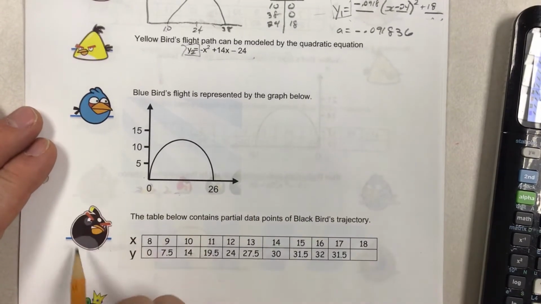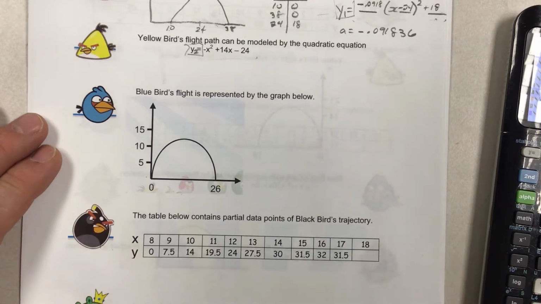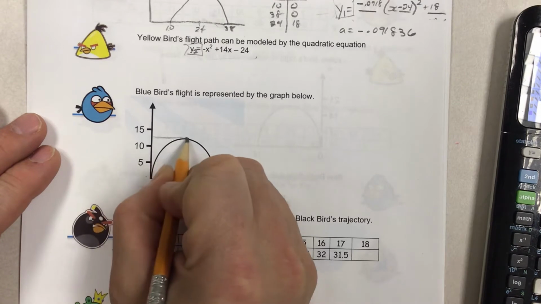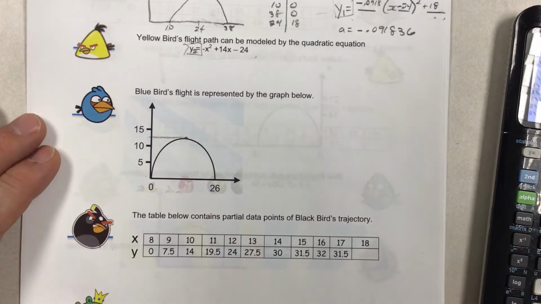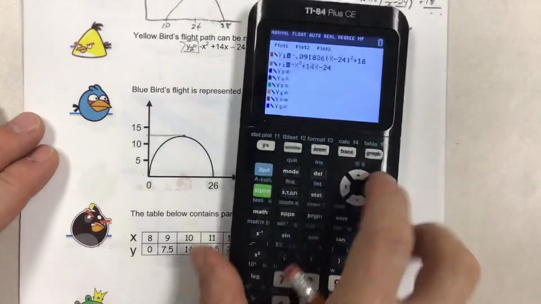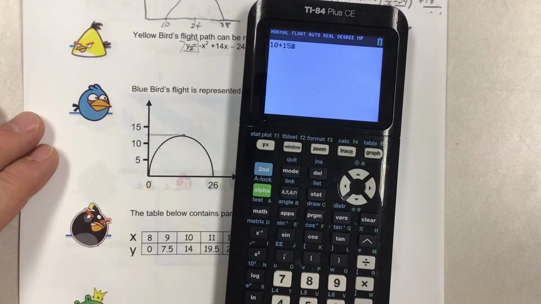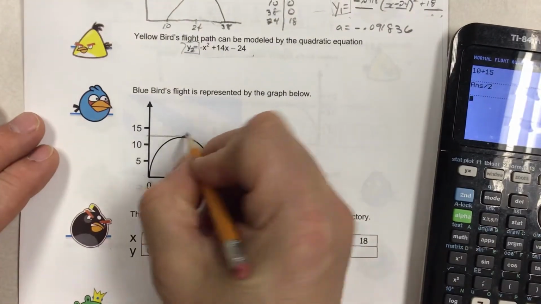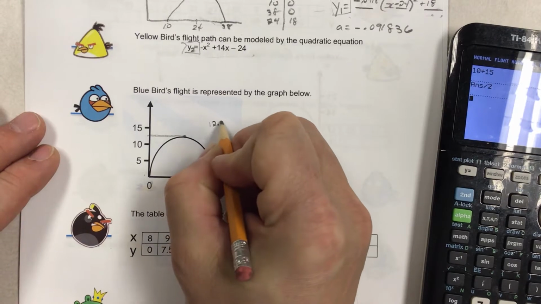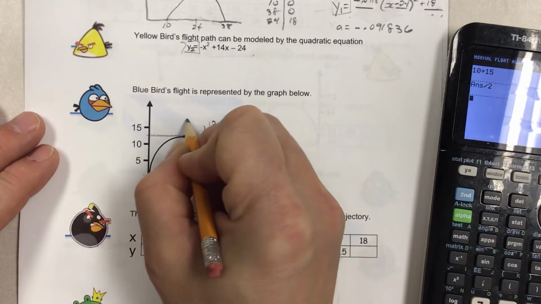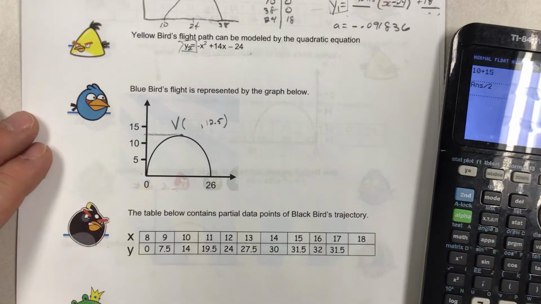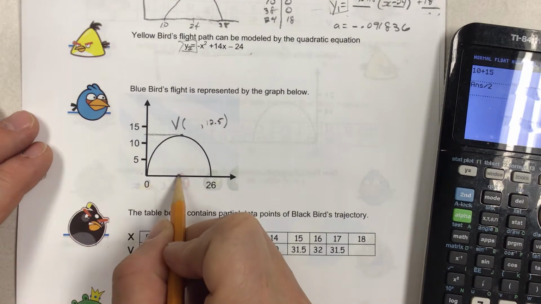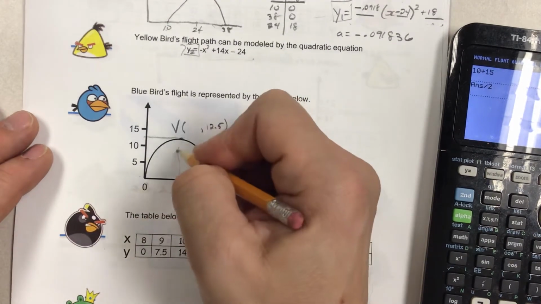Bluebird. Oh, this one's going to be easy. What's that maximum height? What's the most important point? Right there. What is that number right there? What is halfway between 10 and 15? 10 plus 15 divided by 2, 12 and a half. So the maximum height there is 12.5. This is the vertex. So what is the x value? Oops, that should be a straight line.